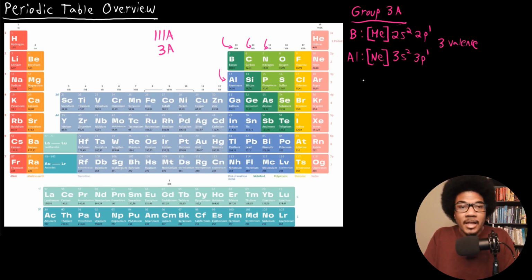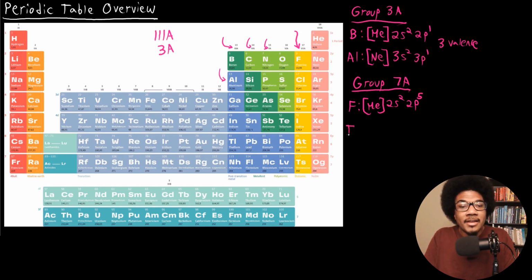So let's look at group 7A. Group 7A is here, the halogens: fluorine, chlorine, bromine. Let's take fluorine, for example. Fluorine would have the following electron configuration: helium as its core electrons, 2s2, 2p5. So here we have 7 valence electrons for fluorine.